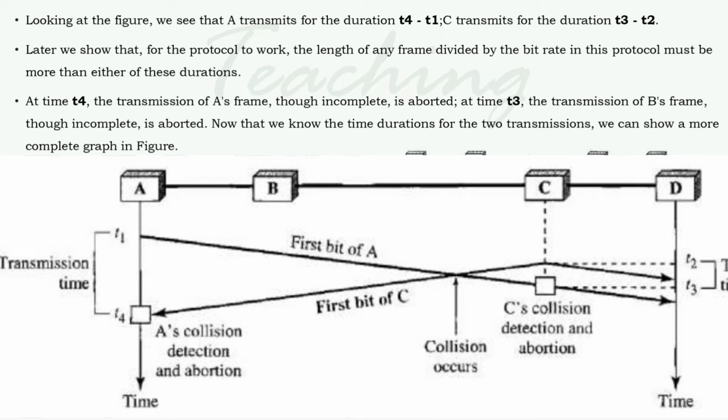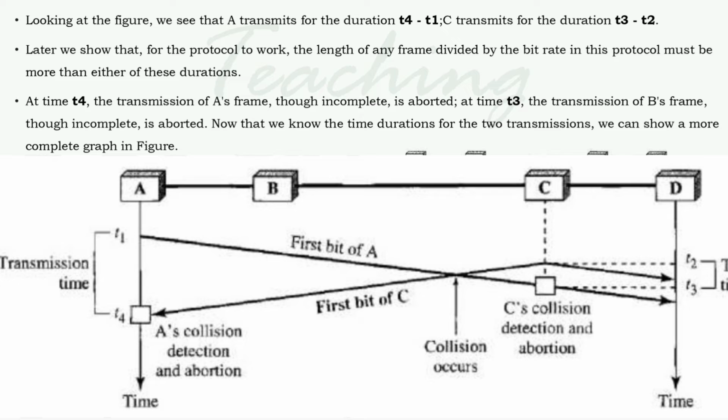Looking at the figure, we see A transmits for the duration T4 minus T1, and C transmits for a duration T3 minus T2. That is also shown in the figure. This is T3 minus T2, and this is T4 minus T1. Later we show that for the protocol to work, the length of any frame divided by its bit rate must be more than either of these durations. At time T4, the transmission of A's frame, though incomplete, is aborted. At time T3, the transmission of C's frame, though incomplete, is aborted.